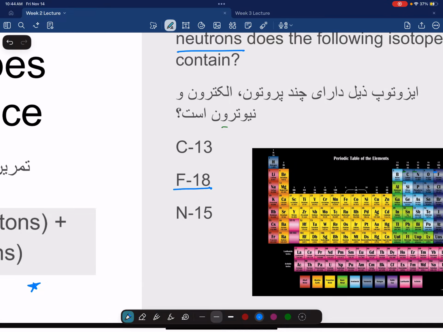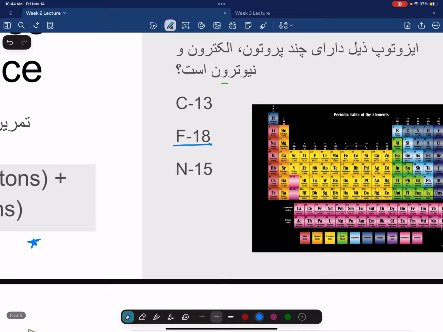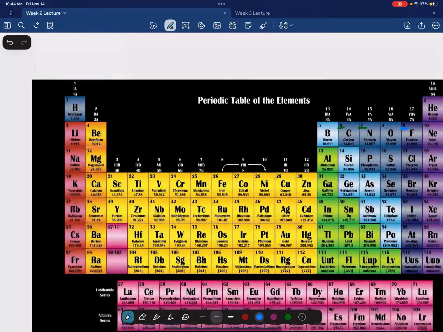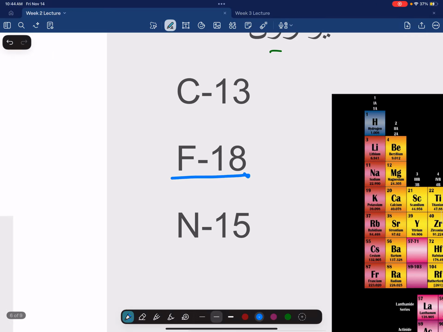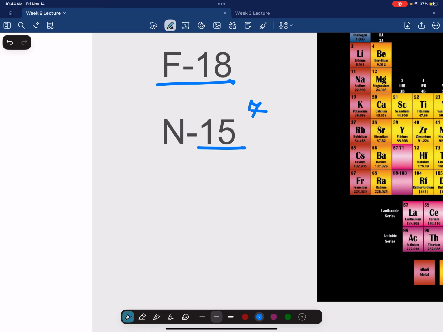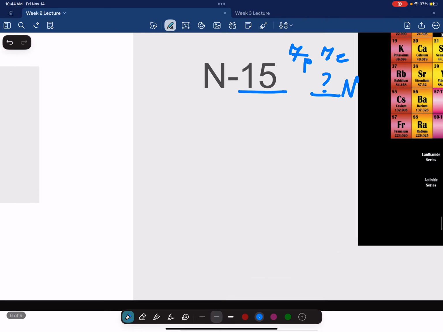And now we're going to do nitrogen real quick. So we're going to look over here. The number of protons of nitrogen is going to be 7. And then it has a mass number of 15. So it's neutral, so we know that it has 7 electrons. So we're now looking for the amount of neutrons. So we have 7 protons, 7 electrons.